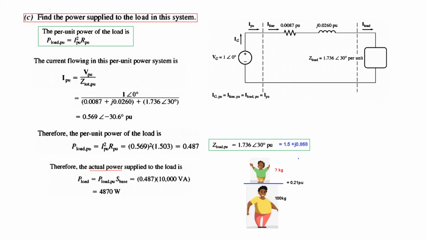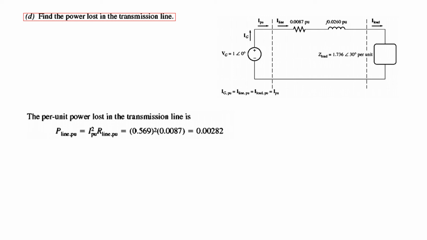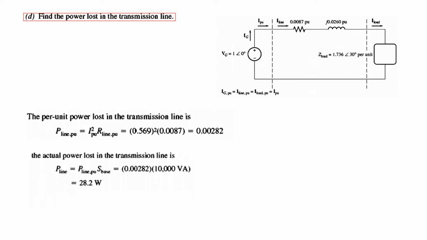So this is the third part. And finally, find the power lost in the transmission line. So we know the transmission line parameters. This will cause the loss, the resistance. We know the current. So I square and R line PU. This is R line PU. So this is the power loss in the line in PU. And again, if you want to find in watts, then you multiply by S base. So this is the power in terms of a watt.